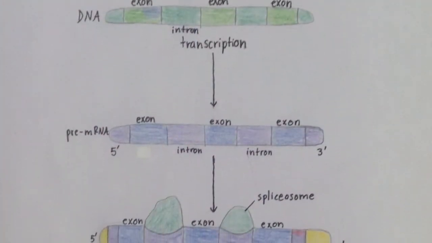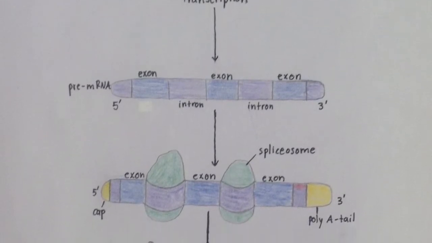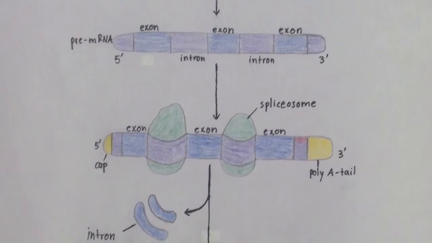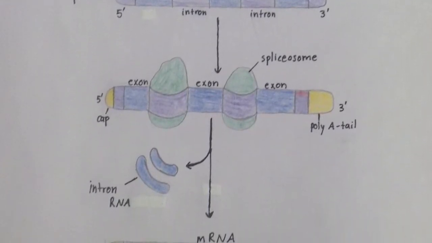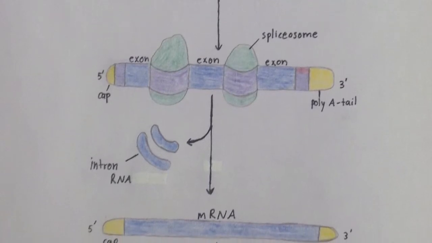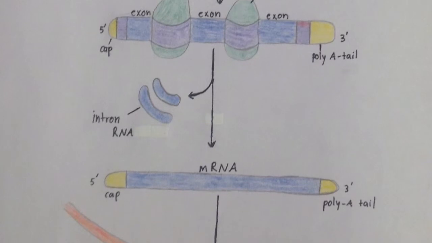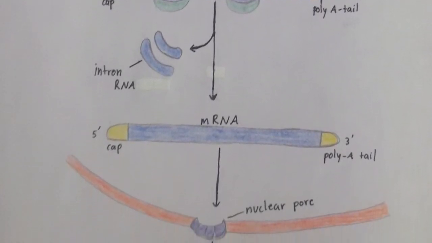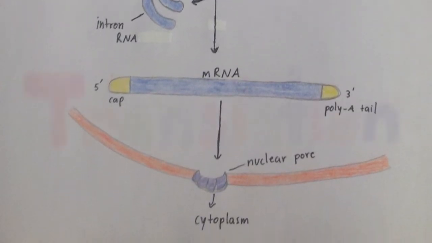Before the pre-mRNA molecule can leave the nucleus, it must undergo editing. First, a guanine cap at the 5' end is added, and so is a poly-A tail at the 3' end. Then, introns, which are non-protein coding regions, are removed by spliceosomes. After this, the mRNA molecule is ready to leave the nucleus through the nuclear pores.